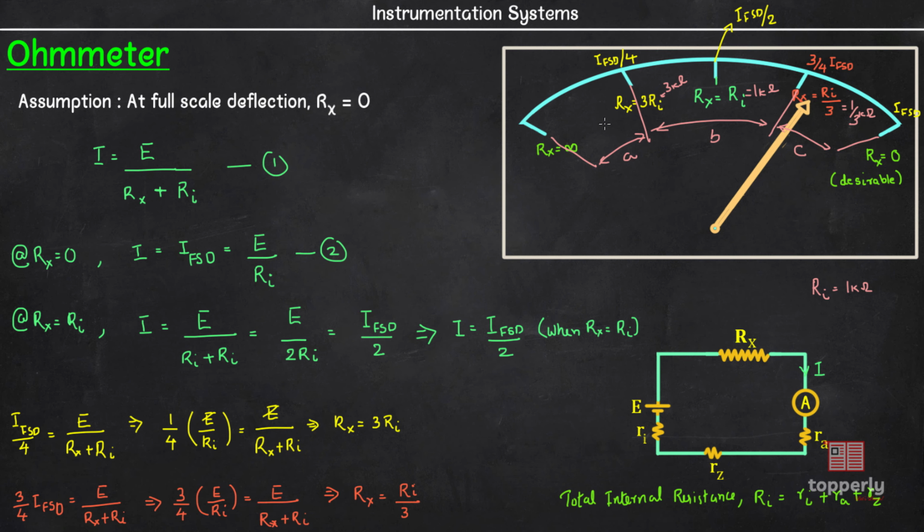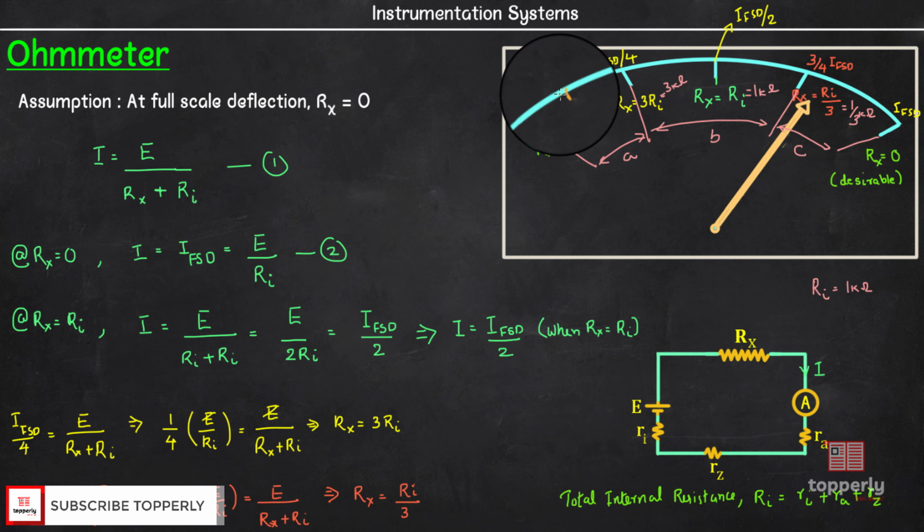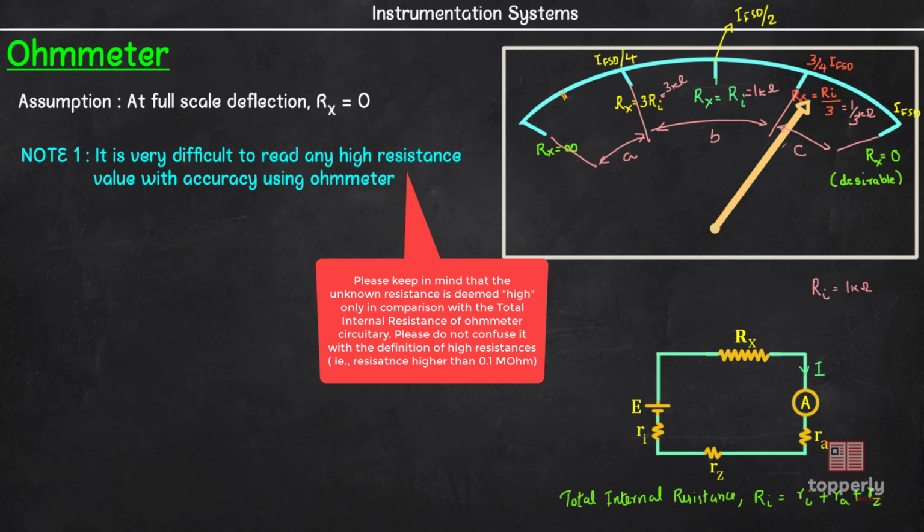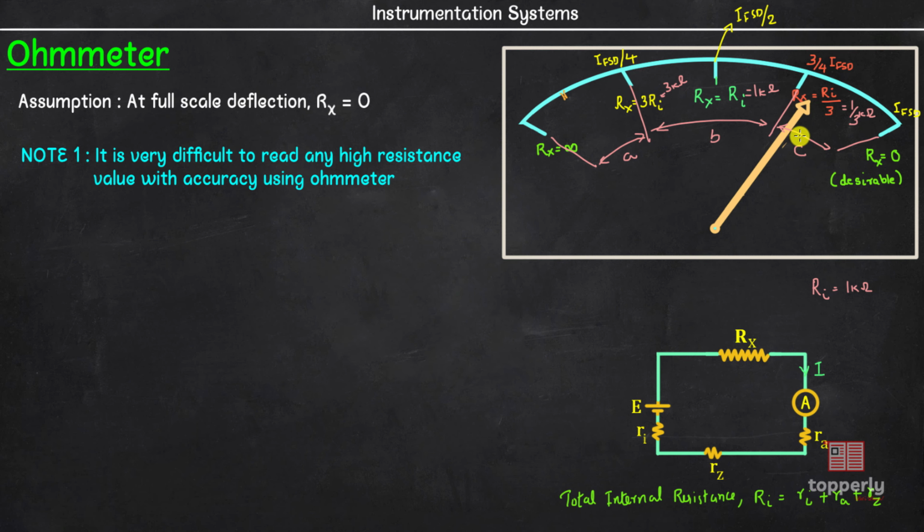For instance, say we want to measure 50 kilo ohm and 51 kilo ohm. If the 50 kilo ohm point lies here, then the 51 kilo ohm point lies very close to it. So it is difficult to distinguish 50 kilo ohm from 51 kilo ohm. Therefore, as a note we can say that it is very difficult to read any high resistance value with high accuracy using ohm meter.